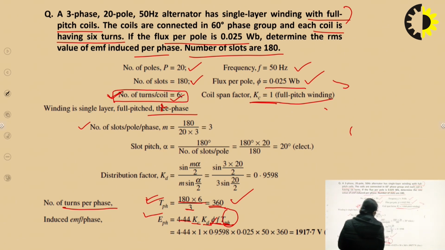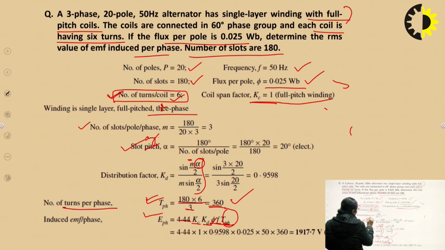So the distribution factor is given, as we know, by sin(mα/2) upon m sin(α/2). So I need to calculate m, and I need to calculate α. The slot angle α is given as 180 electrical degrees divided by number of slots per pole. Number of slots per pole are 180 divided by the number of poles, 20. So 180 degree electrical divided by 180 by 20. Solving this, we'll get a slot angle of 20 degree electrical, right?